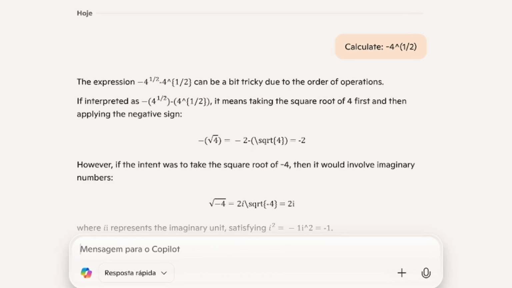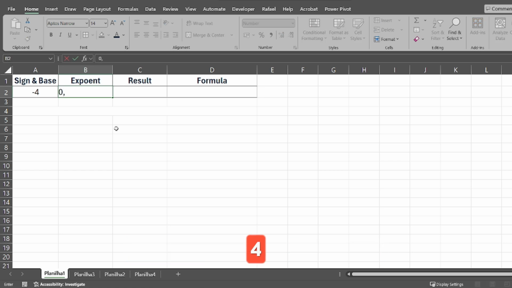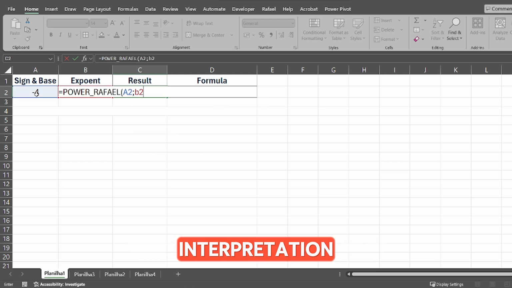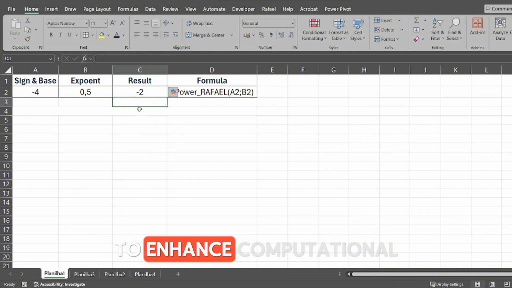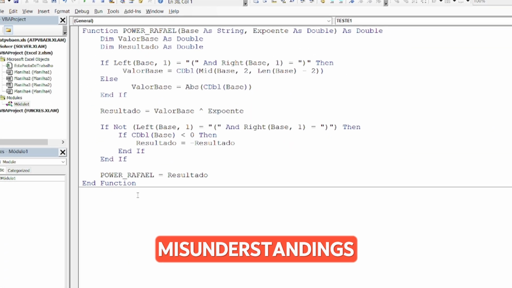mathematical operations. The author proposes a possible correction for the calculation of -4 to the power of 1/2 in VBA, addressing limitations in Excel's mathematical interpretation. The solution aims to enhance computational accuracy and minimize conceptual misunderstandings.